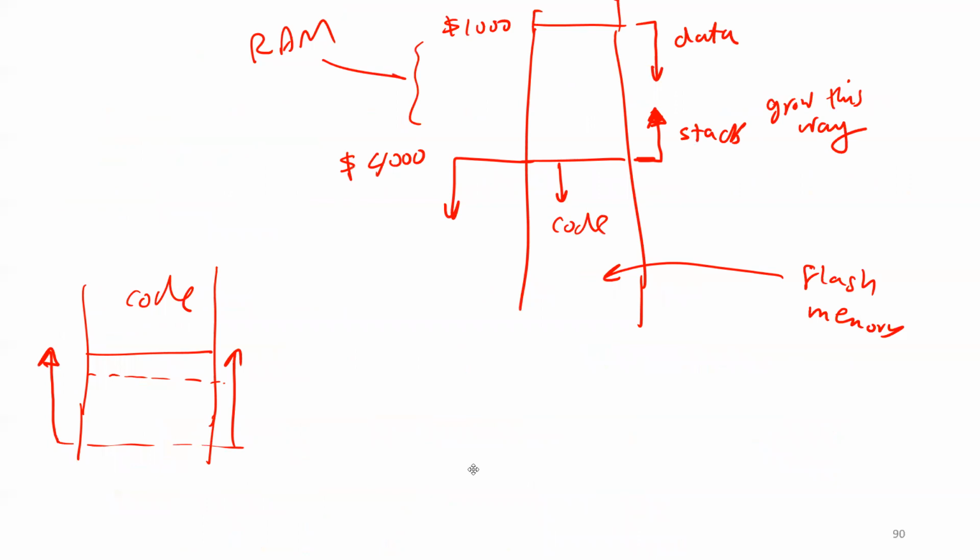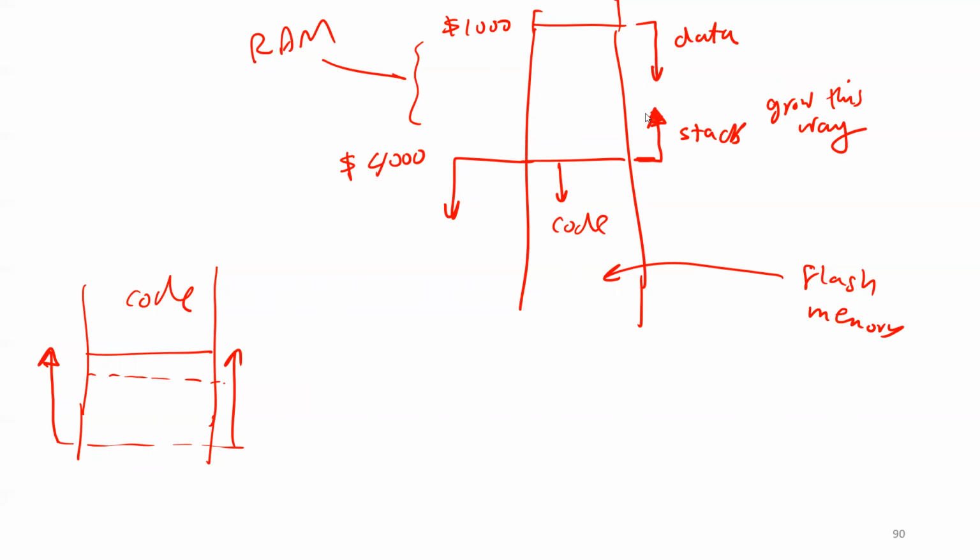So exactly what's happening now, guys, is we're going to start our data from location 1000 and then we go this way, okay? We're going to write our code from 4000 and then we're going to go this way. And the stack actually is going to grow this way.